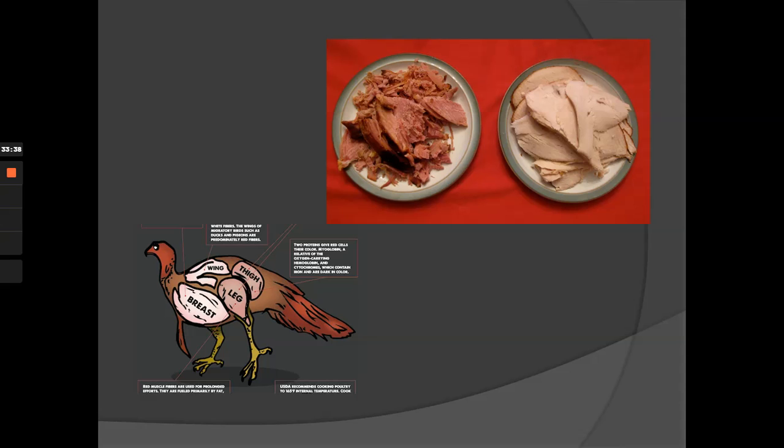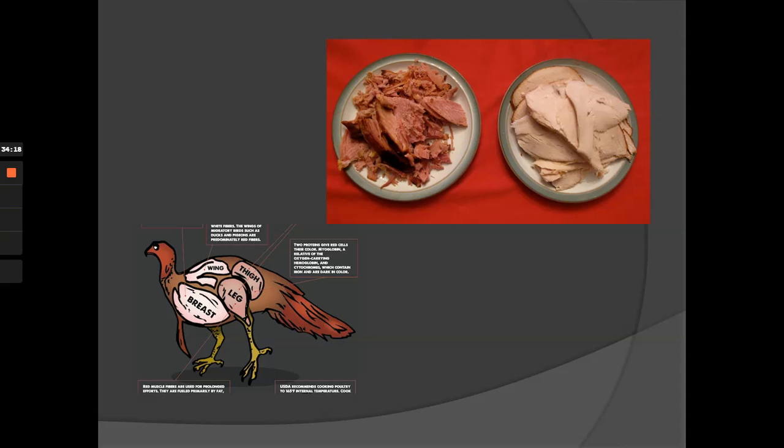So, here's the thing. Now, if we look at the turkey, there are different parts of the turkey. The legs are going to be dark meat. The thighs are going to be dark meat. The breast for sure is white meat. Now, these will take on a different taste. Sometimes it's described as the dark meat taking on a more meaty taste, because it's hard for us to describe that taste.